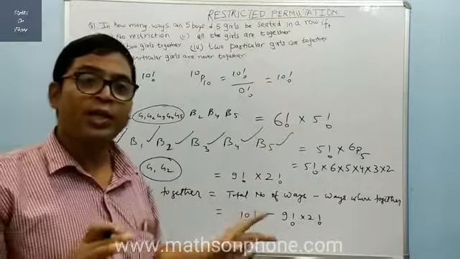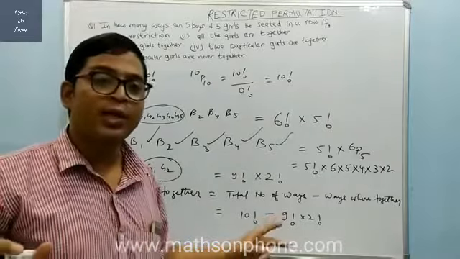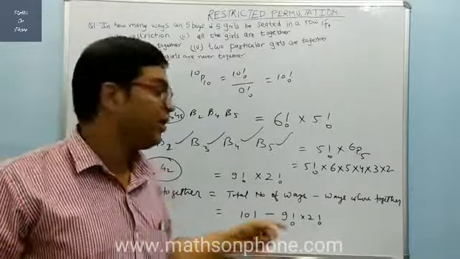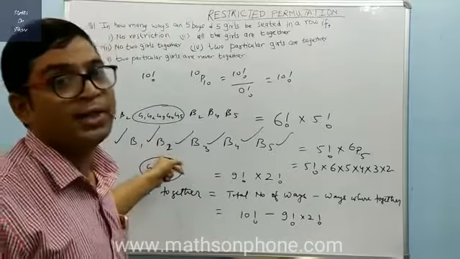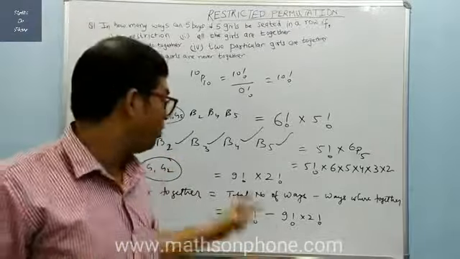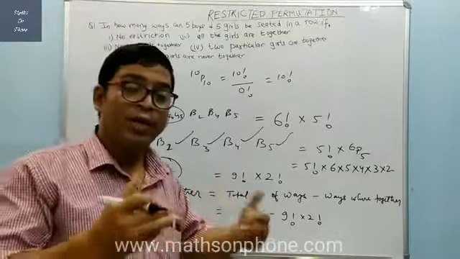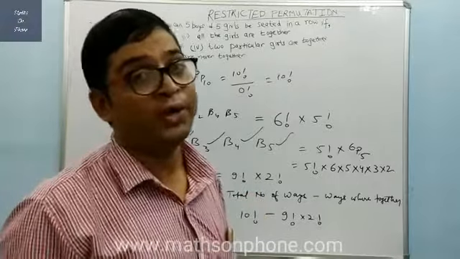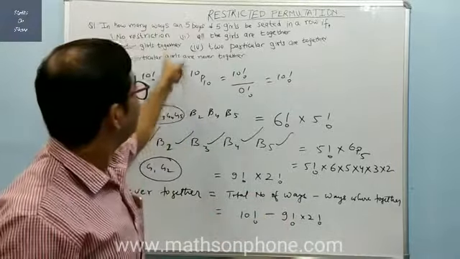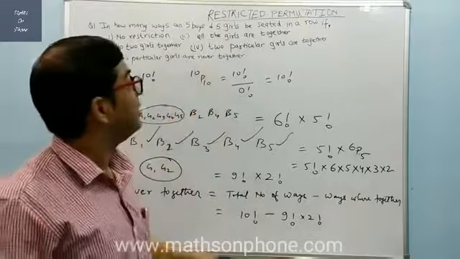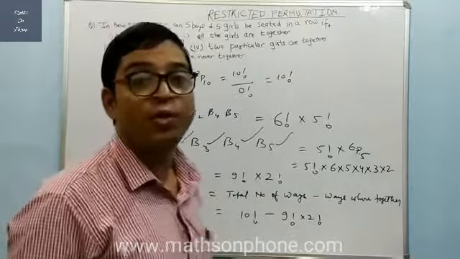So no 2 boys together, no 2 letters are together, no 2 things are together, you just follow gap up method. You will find your problem in a very convenient way and you can solve it very easily. Hope this restricted permutation is very much clear to you.